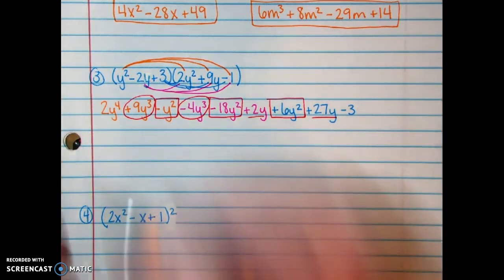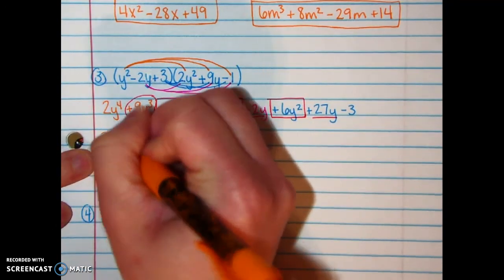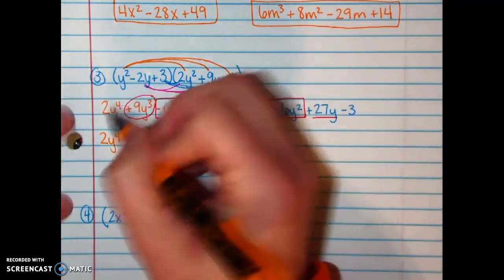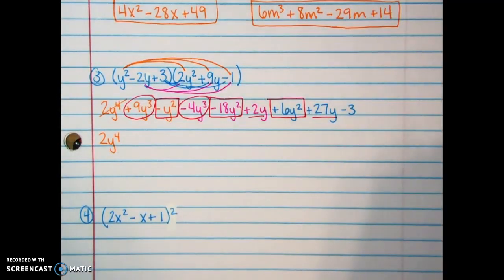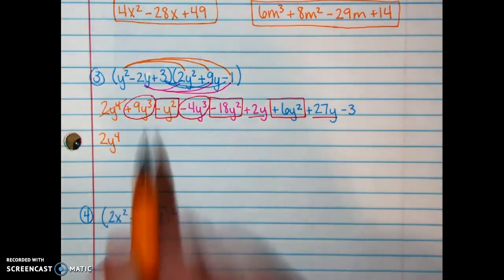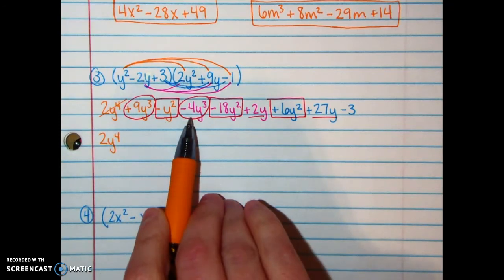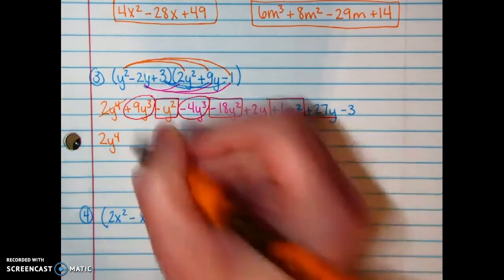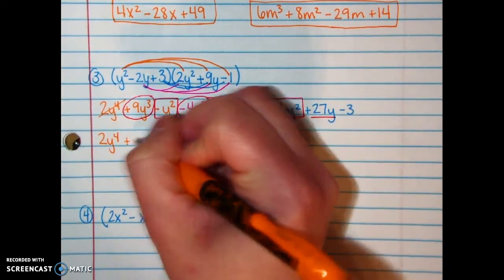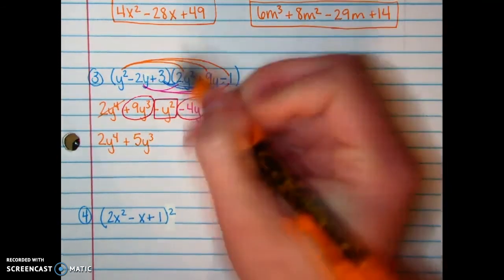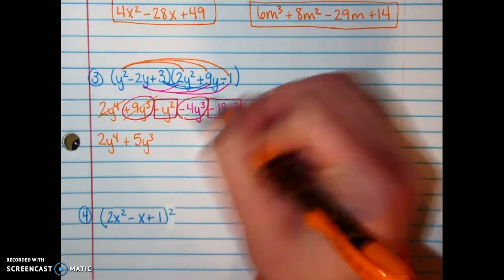Okay, so let's start. 2y to the 4th. And I'm going to cross this off as I go because I might get lost in this. I have 9y cubed minus 4y cubed. 9 minus 4 is 5, so this is positive 5y cubed. I'm going to cross those out.